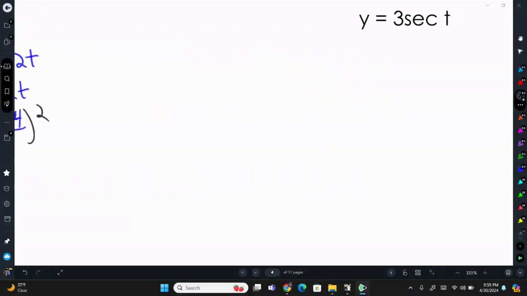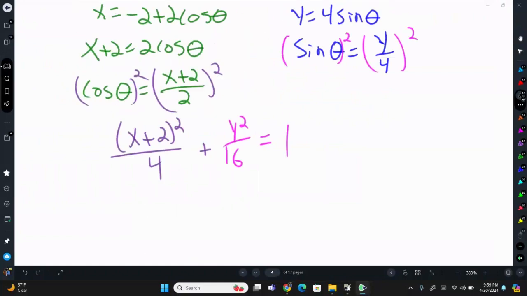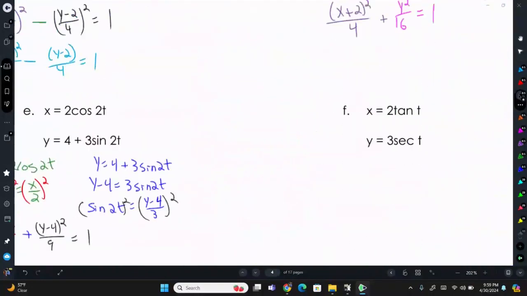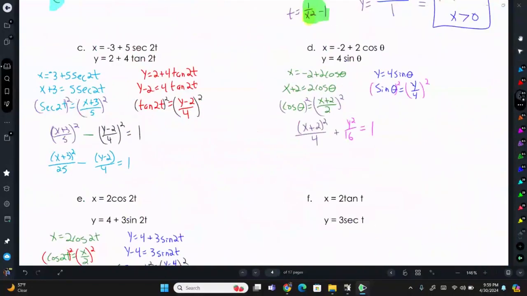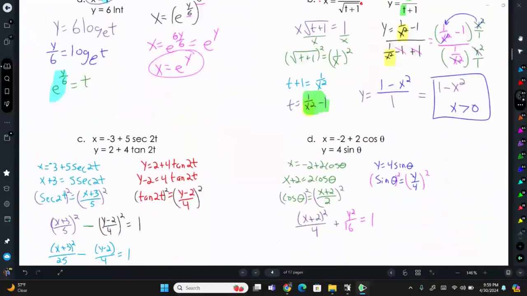All right, now the last one. Now these at first probably looked like they would be more difficult than maybe the ones we did yesterday. But I hope you're seeing that these aren't really that bad as long as you use these identities up here.